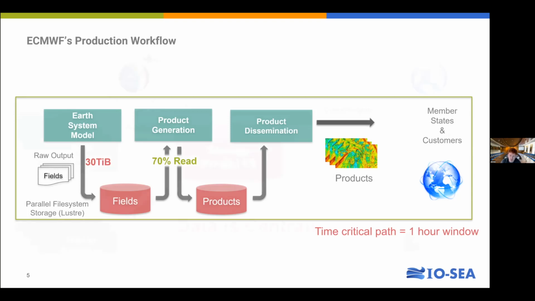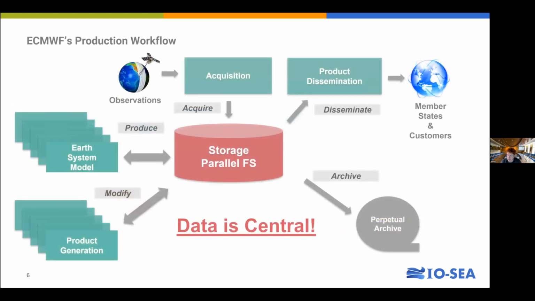So another way of drawing our workflow is to look at it from the data point of view, in which case everything is basically coupled. And this parallel file system is central to everything we do. We have the Earth system model reading and writing from it, product generation reading and writing from it, acquisition putting observations in, product dissemination pulling raw data out, products out, and also reading from this system to store in our archive.